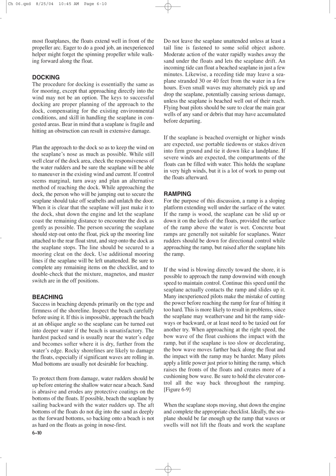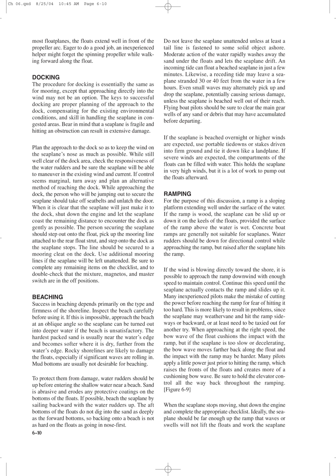Ramping. For the purpose of this discussion, a ramp is a sloping platform extending well under the surface of the water. If the ramp is wood, the seaplane can be slid up or down it on the keels of the floats, provided the surface of the ramp above the water is wet. Concrete boat ramps are generally not suitable for seaplanes. Water rudders should be down for directional control while approaching the ramp, but raised after the seaplane hits the ramp.